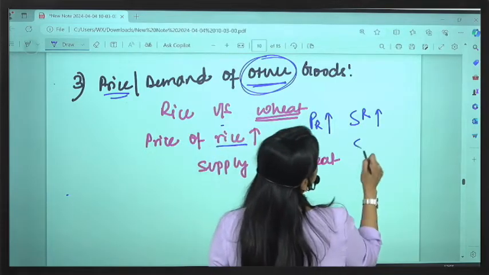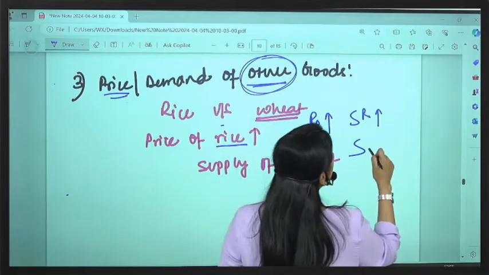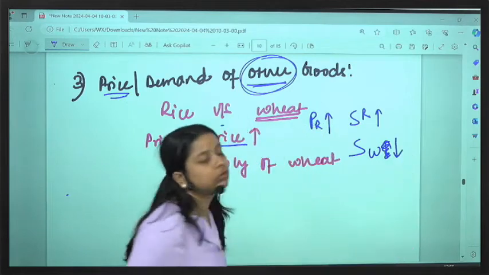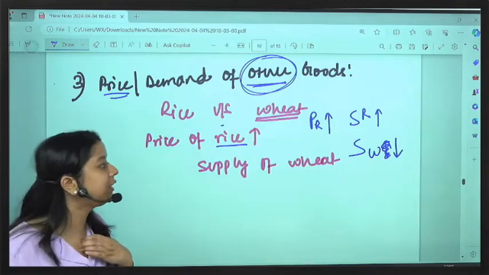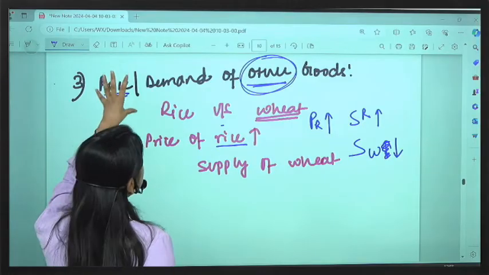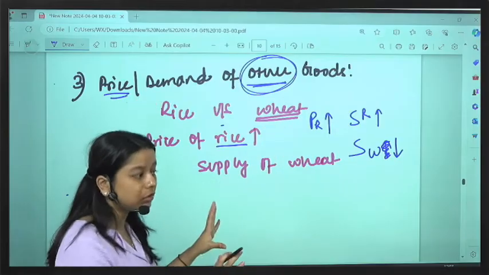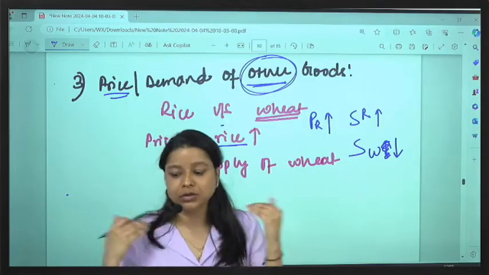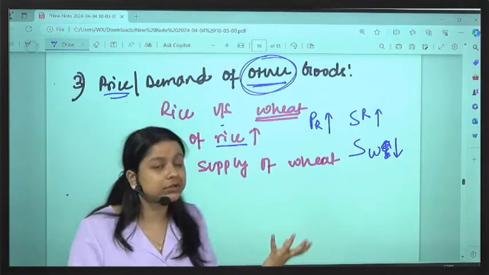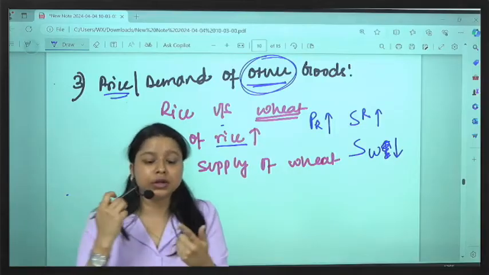But in order to supply more of rice, I will have to cut down my production on wheat. So my supply of wheat will go down, right? So what I'm saying is, these two goods I'm selling together, maybe I have a limitation on my land on which I'm producing these, or if I'm a shopkeeper, then there is a limitation in terms of budget and everything.